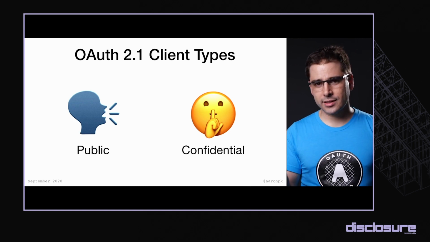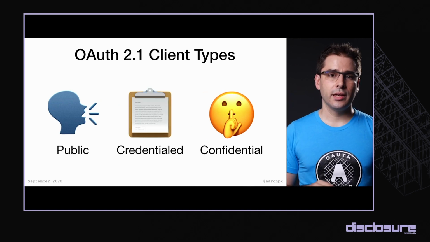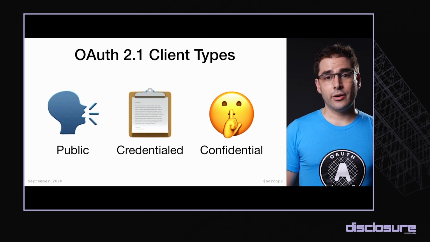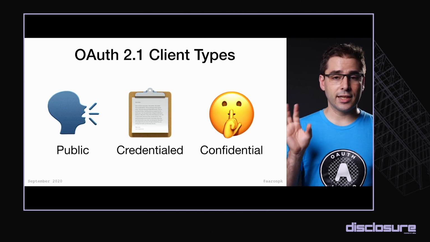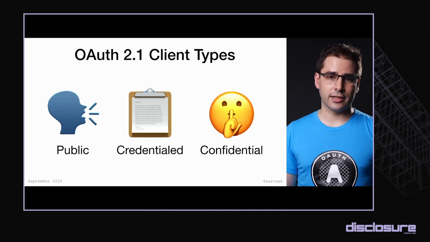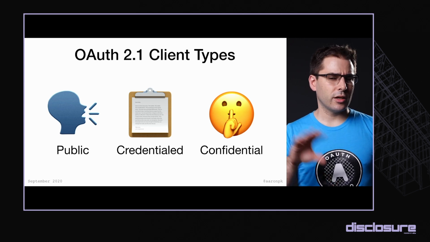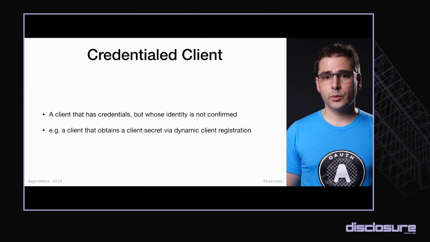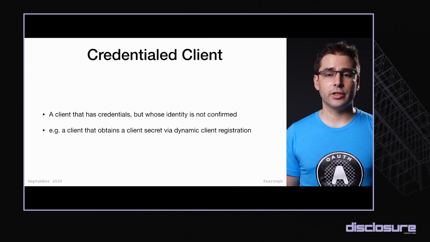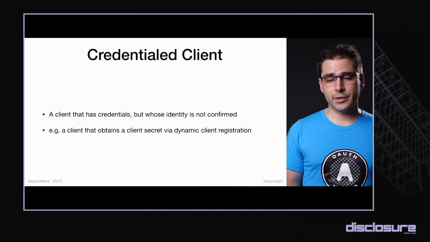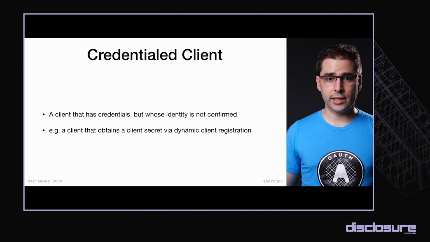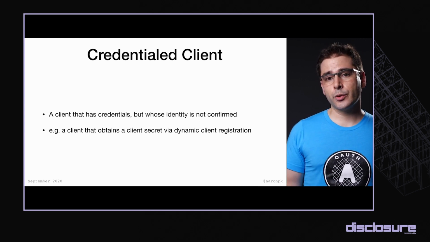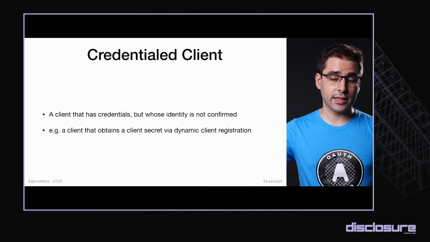And this is where there's this sort of middle ground between the two. So we're defining a new term in the spec called Credentialed Client. Now, a Credentialed Client is an app that does have credentials, but whose identity is not confirmed. So you might be thinking, what on earth could cause that? Or what would be a Credentialed Client? Well, probably the most realistic way that this could happen is using dynamic client registration. So if you imagine a mobile app is shipped in the App Store, there's no client secret in it, someone downloads it, the first thing it does is it uses the dynamic client registration endpoint to register itself, and it gets a client secret.